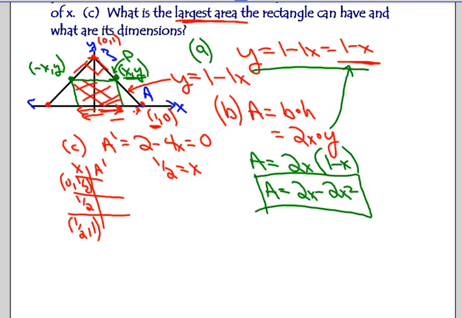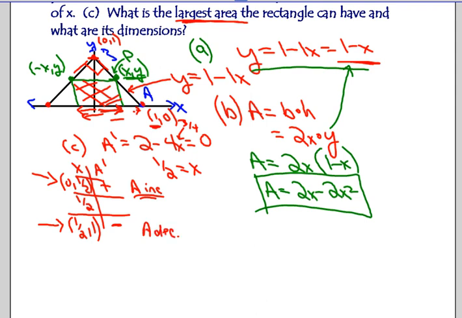Now, when I sub in a value between 0 and 1/2, like a fourth, into my derivative, so I'll put a fourth right in there. 4 times a fourth is 1. 2 minus 1 is 1, which is positive, meaning my function A is increasing. When I go bigger in this interval from 1/2 to 1, like 3/4, so now I sub in 3/4 times 4 is 3. 2 minus 3 is negative, so A is decreasing.